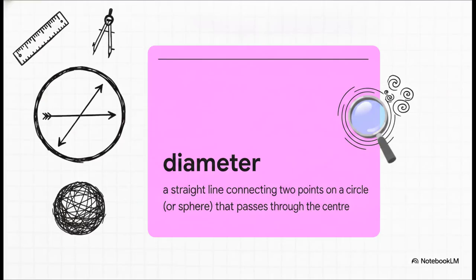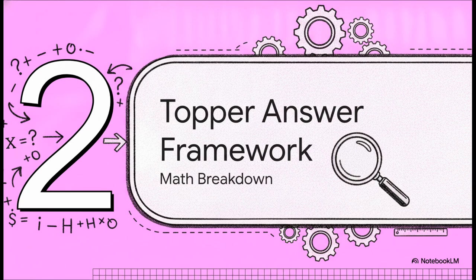But to actually do the physics, we need measurements, which brings us to a foundational concept, diameter. Basically, a straight line connecting 2 points on a circle or sphere that passes straight through the center. This is the exact metric we are about to speedrun calculating for one of those tiny dancing smoke particles we just looked at. Section 2. The topper answer framework and math breakdown.